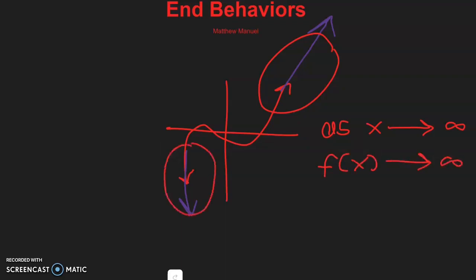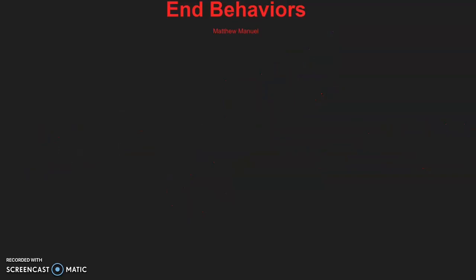From this point, we could also see that x is decreasing and y is also decreasing. So we could say as x approaches negative infinity, f of x is also approaching negative infinity. Now I will be showing you what factors affect these end behaviors.